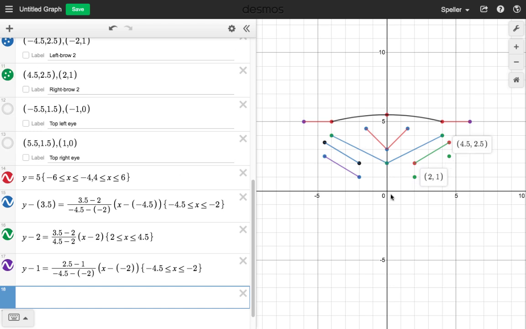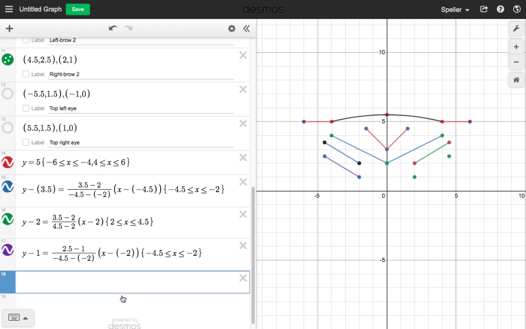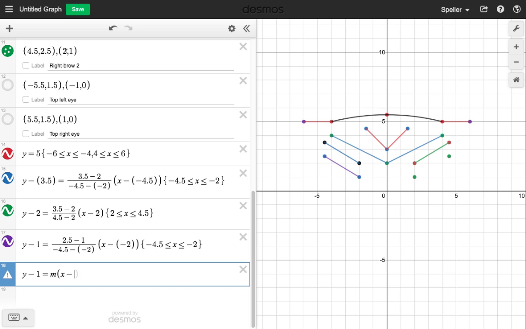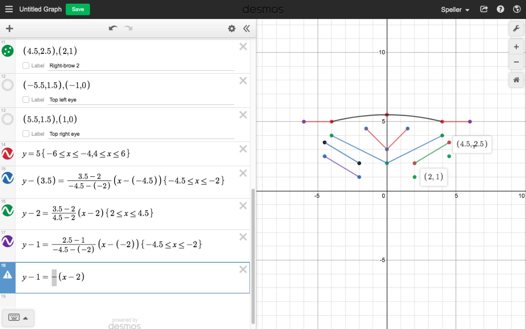All right, and now let's go ahead and work on the right brow 2. Let's use the point down here, (2, 1), to start. So we're going to say y minus the y value, which is 1, is equal to m, which we'll place in later, x minus the x value, which is 2. And place our division bar here, and let's look at those 2 points. Let's go from this point here to that point. So 1 minus 2.5 is our numerator. And for our denominator, we're going to subtract the x values, which is going to be 2 minus 4.5.